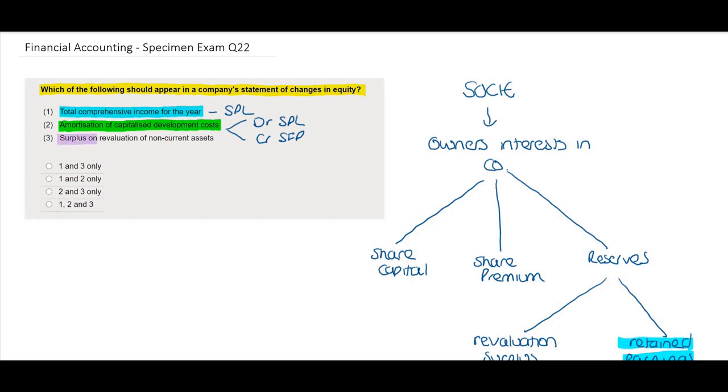Our third option is the surplus on revaluation of non-current assets. A surplus on revaluation is where the asset value has increased, and so you would debit the asset account. No money has been received and this gain is not realised, so we cannot recognise it as profit. The other side would be a credit to the revaluation surplus, and so the surplus on revaluation would be recognised in the statement of changes in equity. And so to answer this question, which should appear in the statement of changes in equity, we can see that the first and the third will be included, and so the correct answer is the first option.